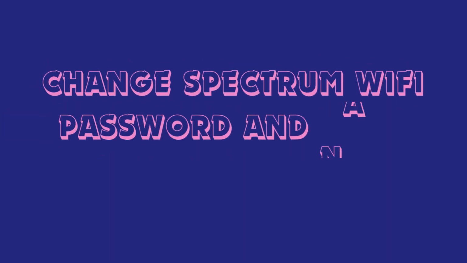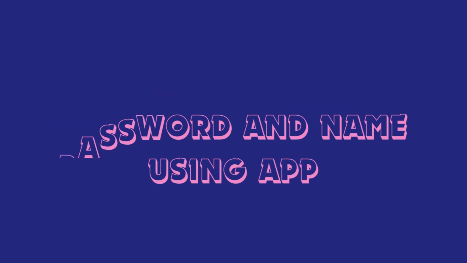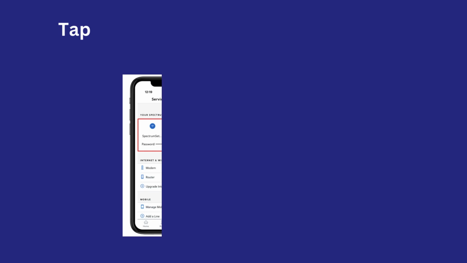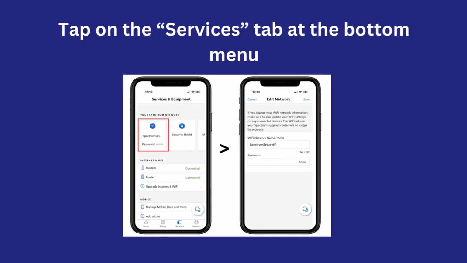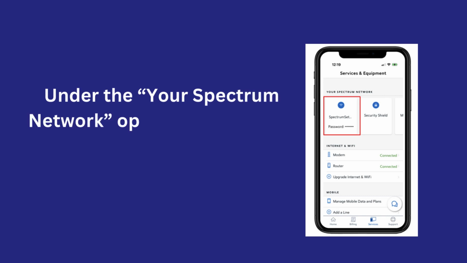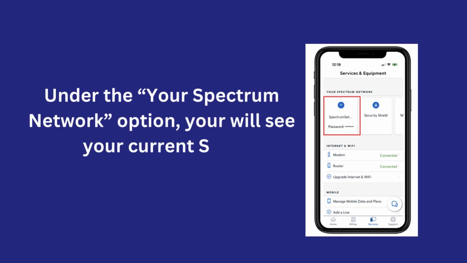Change Spectrum Wi-Fi password and name using app. Launch My Spectrum app. Tap on the Services tab at the bottom menu. Under the Your Spectrum Network option, you will see your current SSID.